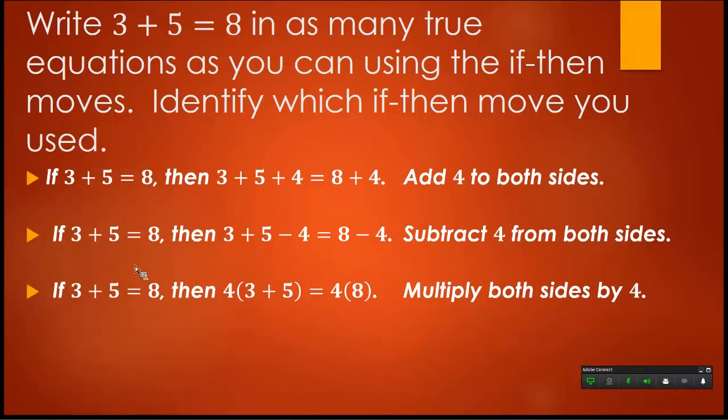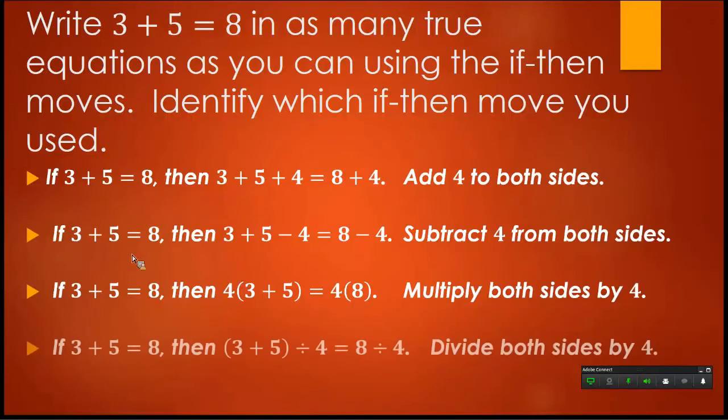If 3 plus 5 equals 8, then 4 times the quantity 3 plus 5 equals 4 times 8. Multiply both sides by 4. If 3 plus 5 equals 8, then the quantity 3 plus 5, divided by 4, equals 8 divided by 4. So divide both sides by 4. That's another possibility of a true equation.